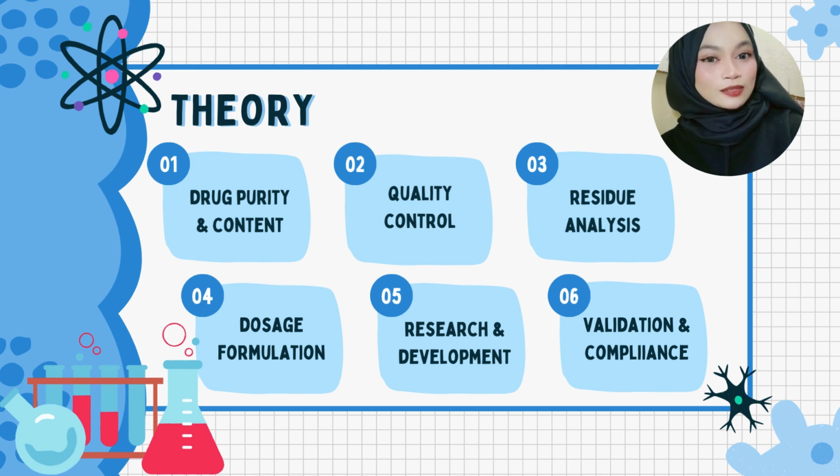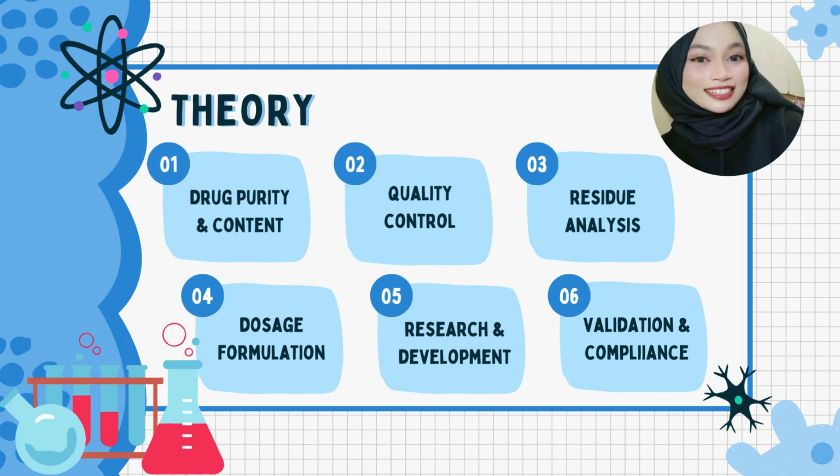Number 4 is dosage formulation. In formulation development, gravimetric analysis helps determine the exact amount of each ingredient needed to achieve the desired dosage form, ensuring precise formulation and consistent drug delivery.